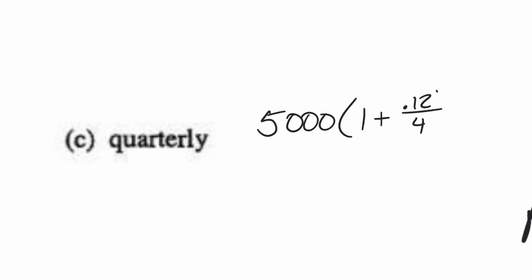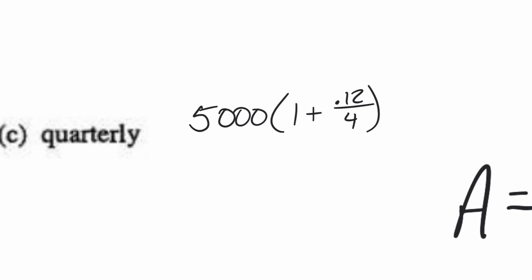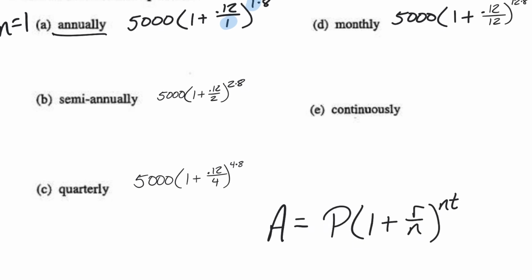And then quarterly, we're getting our $5,000. We're still getting our 12%, but we are dividing it 4 ways. So we're going to get 3% of our investment every 3 months. So this will be 4 times 8. And you're welcome to use parentheses in your exponent there.